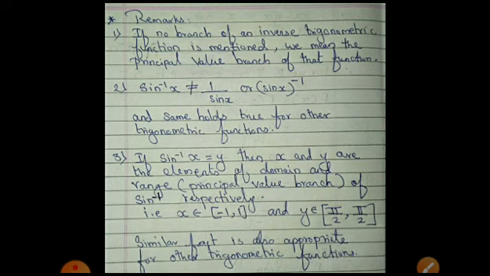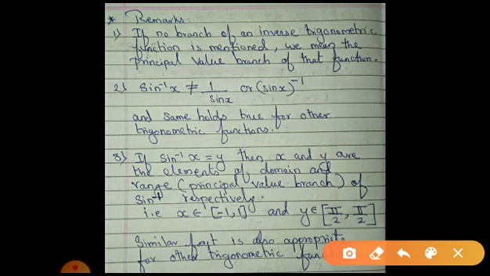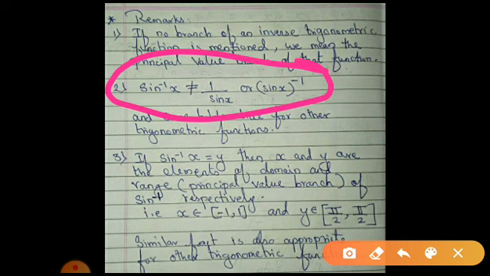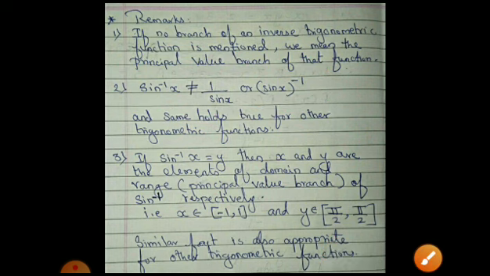Now here, if no branch of an inverse trigonometric function is mentioned, we mean the principal value branch of that function. That means if it is not mentioned in the problem, you have to consider the principal value branch itself. And this is the main mistake seen in answer sheets. Sine inverse x is not the same as 1 by sine x, or sine x raised to minus 1. Is that clear? And that is not only for sine inverse, it is true for all inverse trigonometric functions.